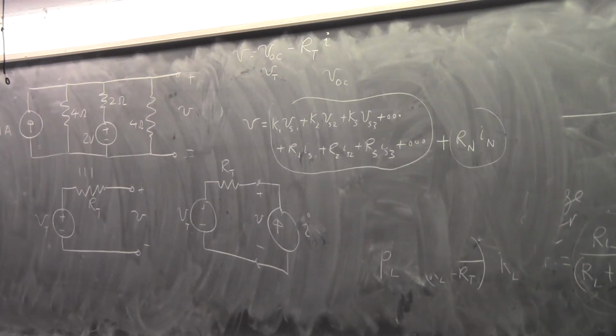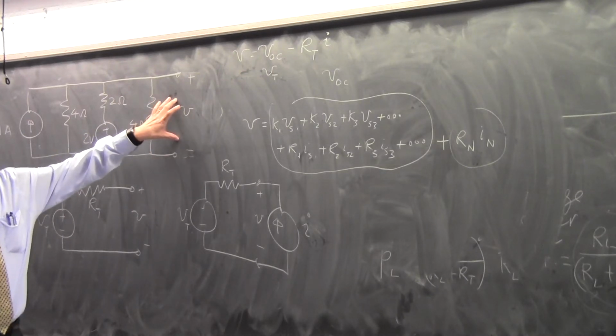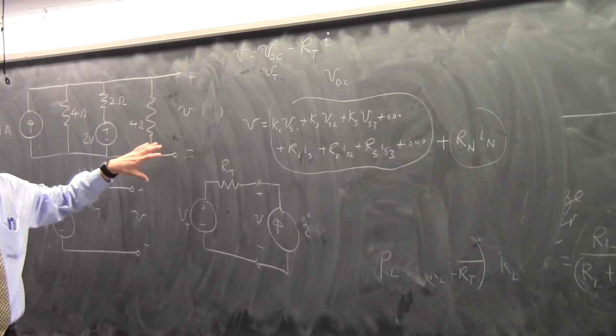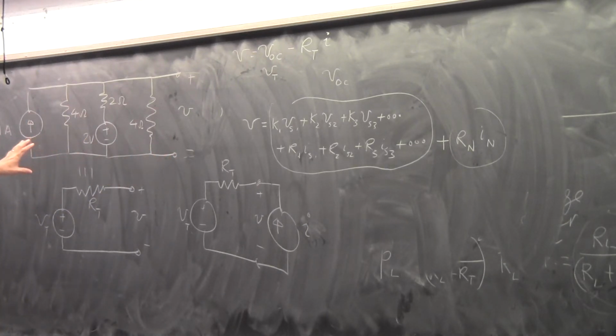Okay, so in order to find this V Thevenin, you ask the question of what happens to the voltage at this terminal if no currents can flow. Okay, that you can solve. You know how to solve this circuit. You solve for your V. So find the open circuit voltage, and this is your V Thevenin.